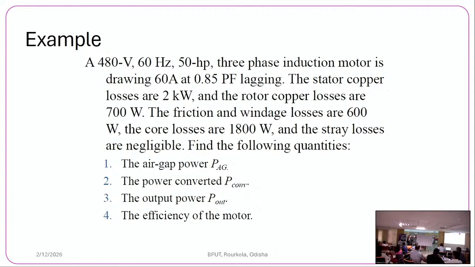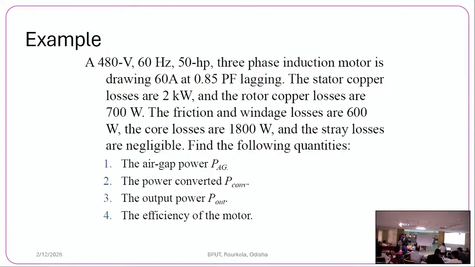In this case, you cannot get the exact thing, because the total core loss is given as 1800 watt. Out of that, how much is stator core loss and how much is rotor core loss? We cannot separate them. But we can do an approximation, the best approximation based on the data that we have. Whatever data is given, according to that you have to work. So stator core loss plus rotor core loss is 1800 watt.